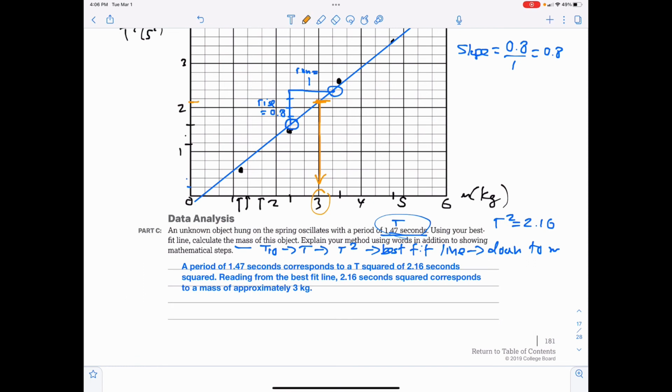Okay, so again, to summarize, a period of 1.47 seconds corresponds to a T squared of 2.16 seconds squared. Reading from the best fit line, 2.16 seconds squared corresponds down to a mass of approximately 3 kilograms.